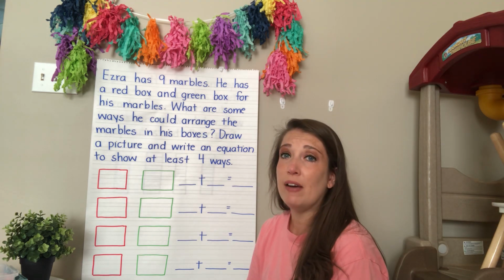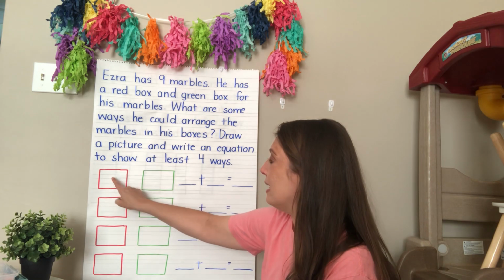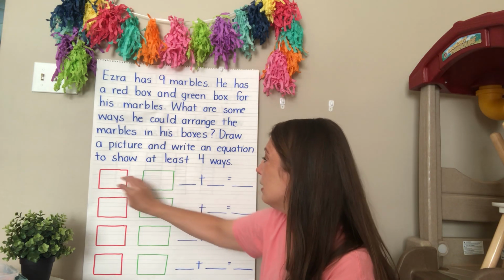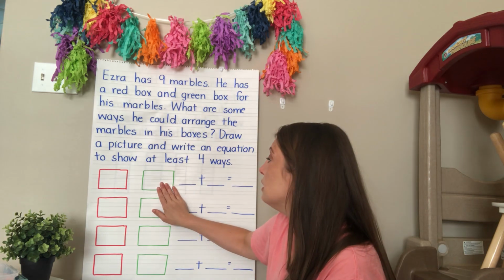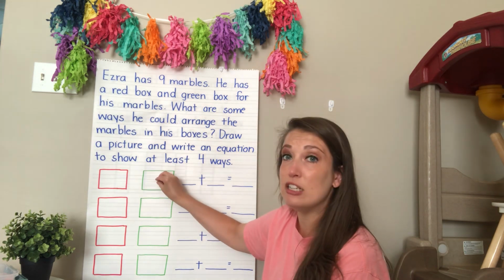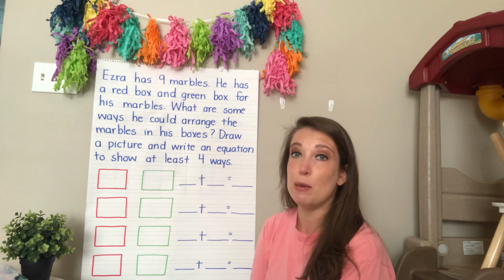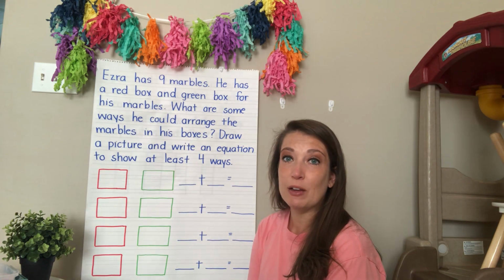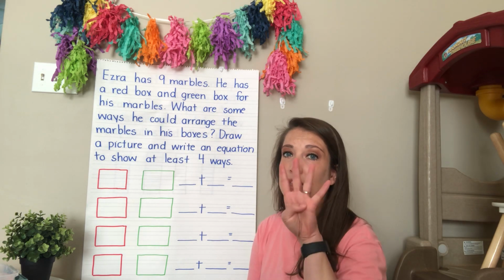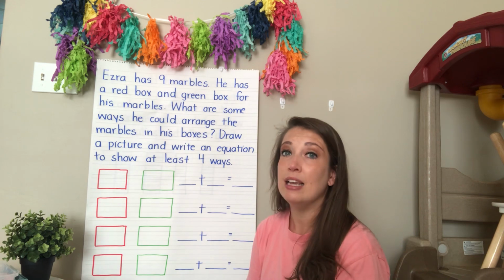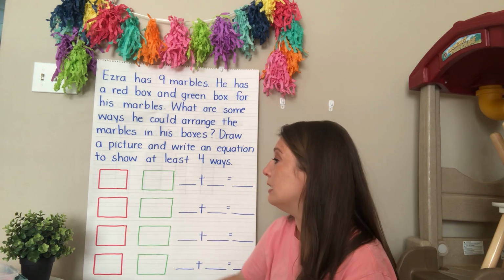All right, so I have gone ahead and drawn his boxes. It said that he has a red box and a green box to store his marbles, and it wants you to show different ways he could arrange his marbles in the boxes and then write an equation to match it. All right, so go ahead and pause the video and see if you can come up with at least 4 ways to show how Ezra could store his marbles in his boxes.